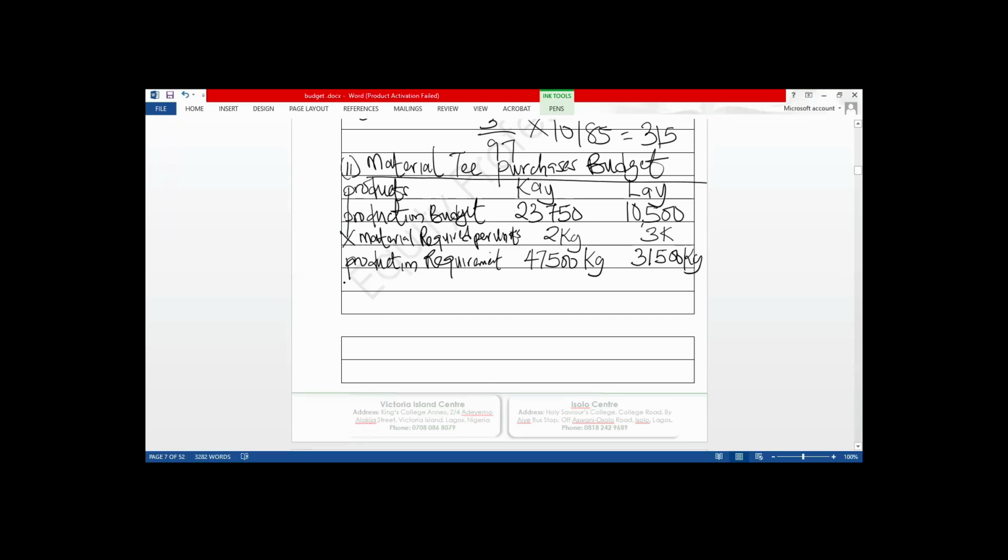You now go and add your closing stock of raw material and less opening stock of raw material. For this question, let me refer you to that.